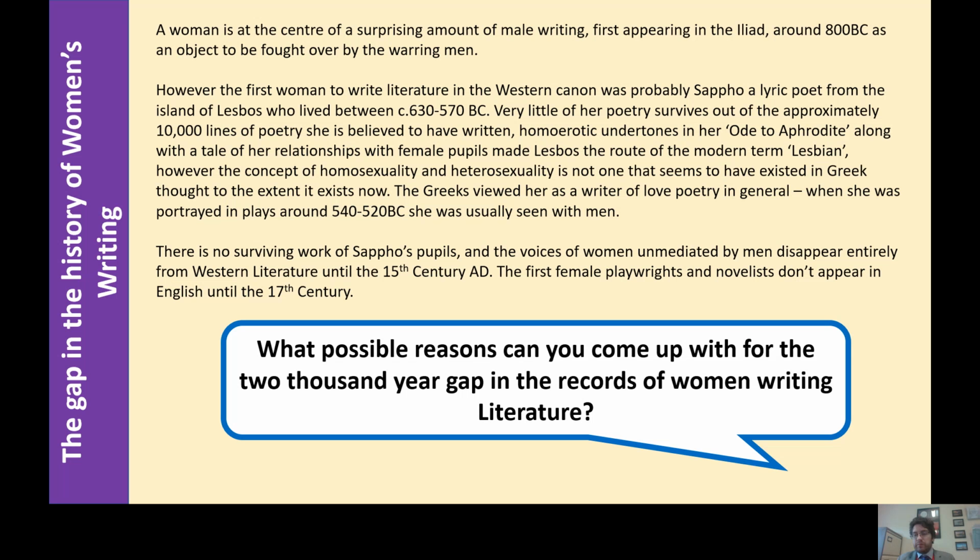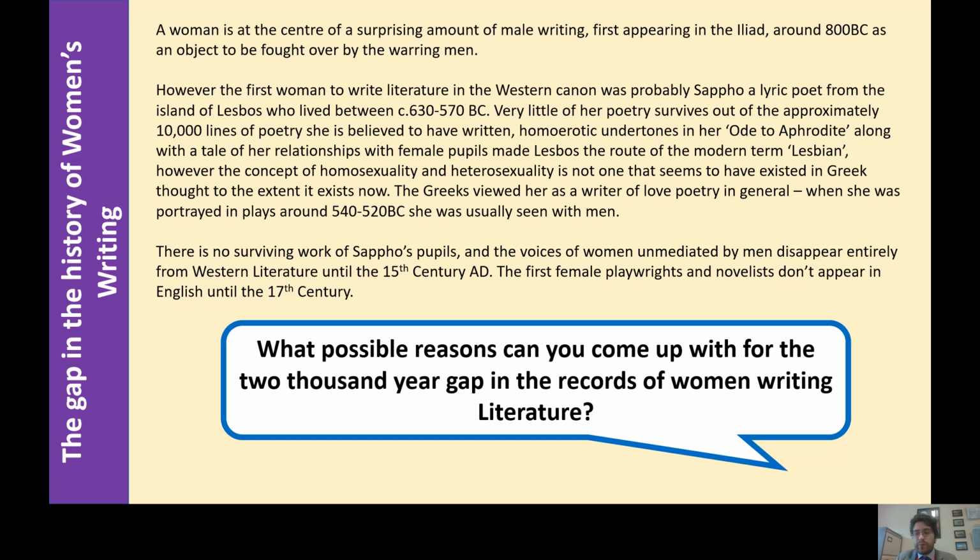And there's a lot of these men in the Symposium, while most of them are married to women, they seem to have had sexual relationships with each other or been in love with each other. And so the Greeks don't think of Sappho as being a lesbian poet. It's an idea that comes later. They view her as a writer of love poetry in general.